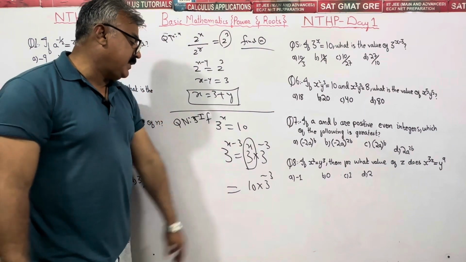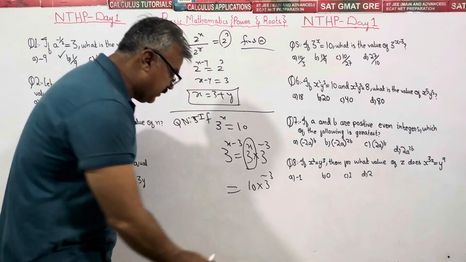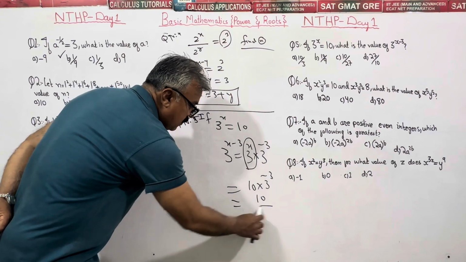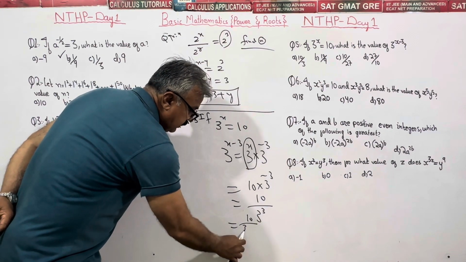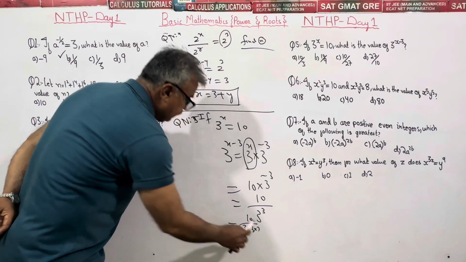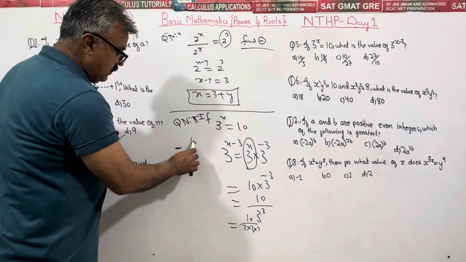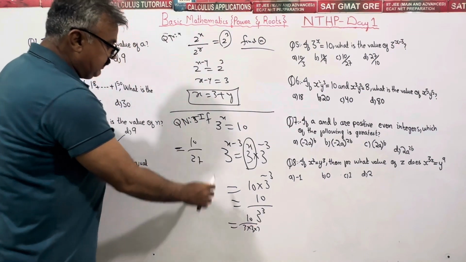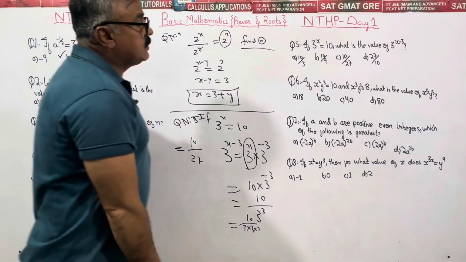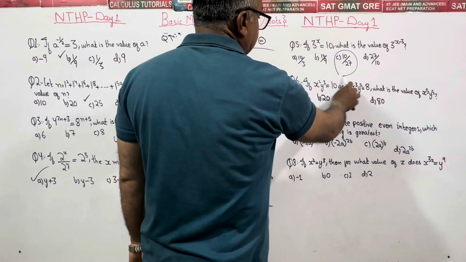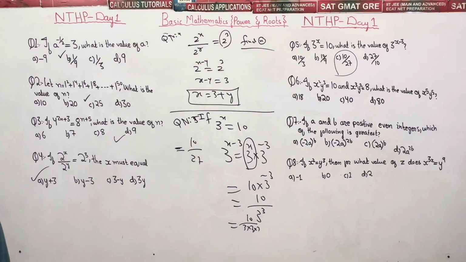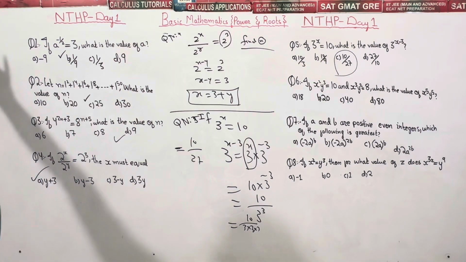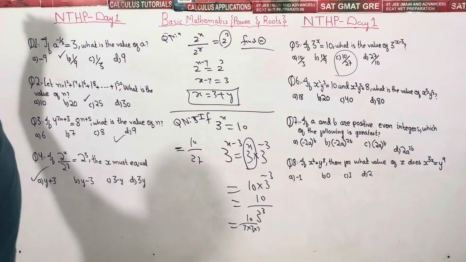Make the exponent positive. I can write 10 over 3 raised to 3. 3 raised 3 means 3 into 3 into 3. 3 3s are 9, 9 3s are 27. We are going to have 10 over 27. So 10 over 27 is the right option in that case. We have solved question number 5. Now 6, 7, 8 are remaining.